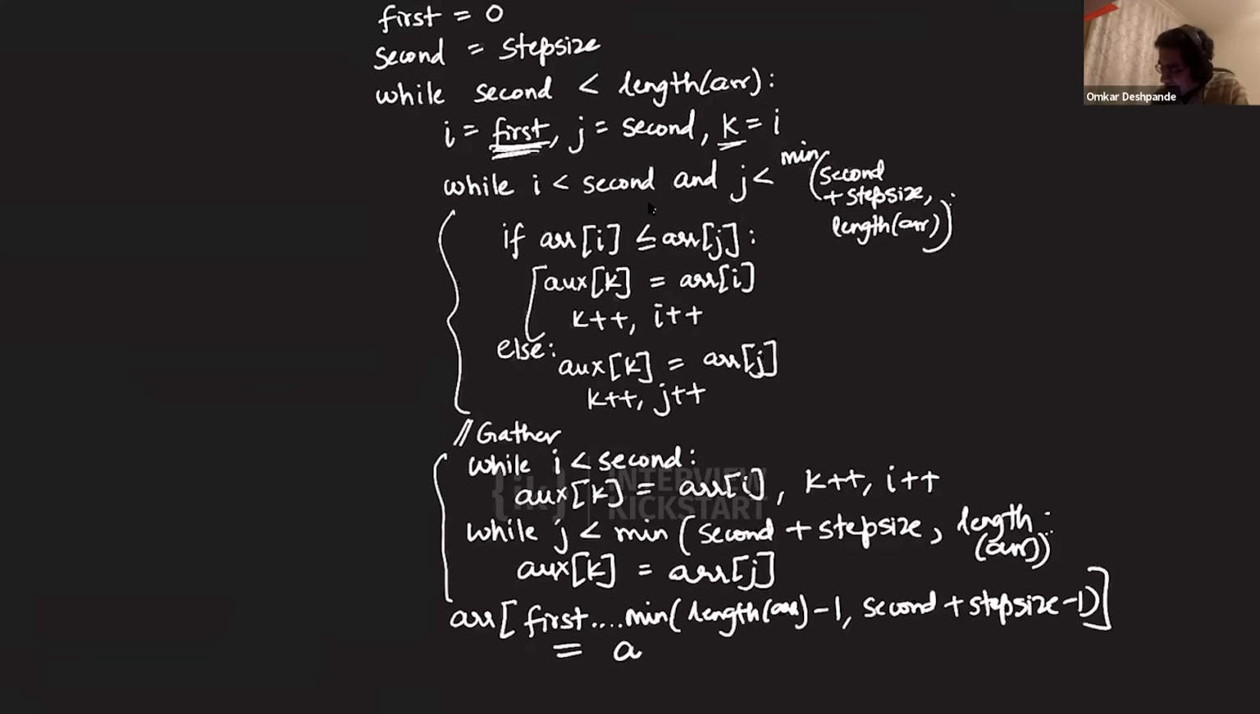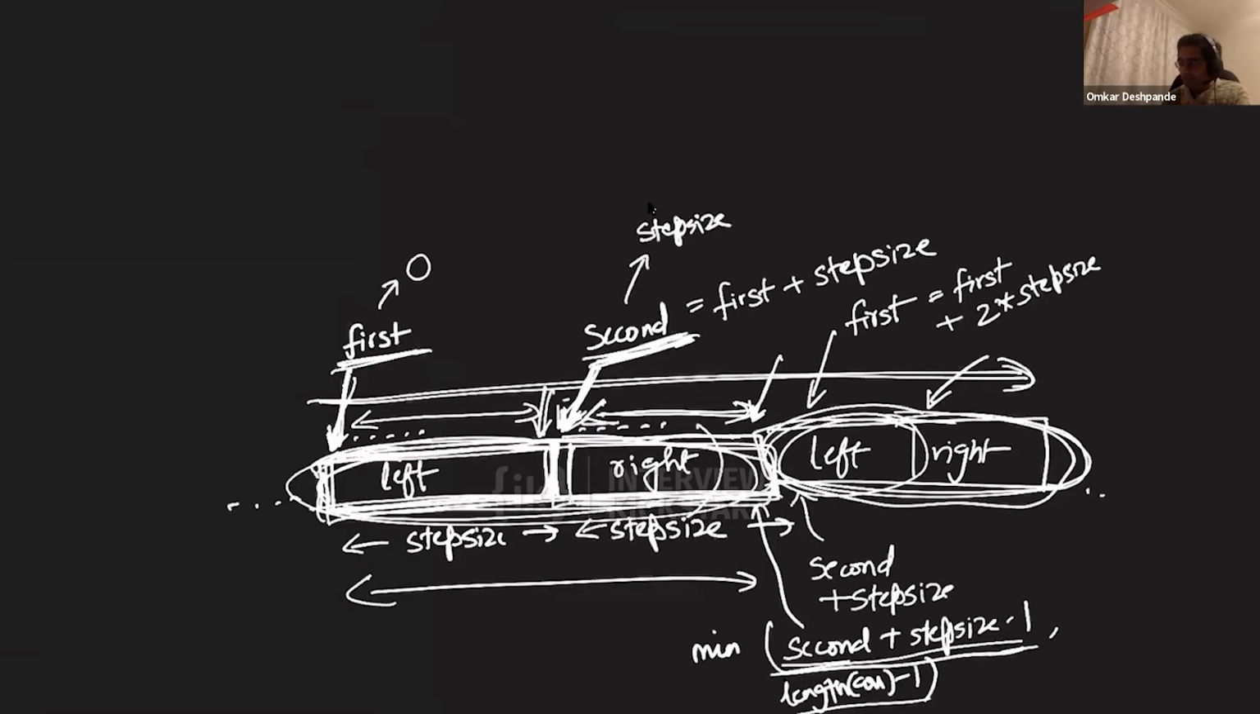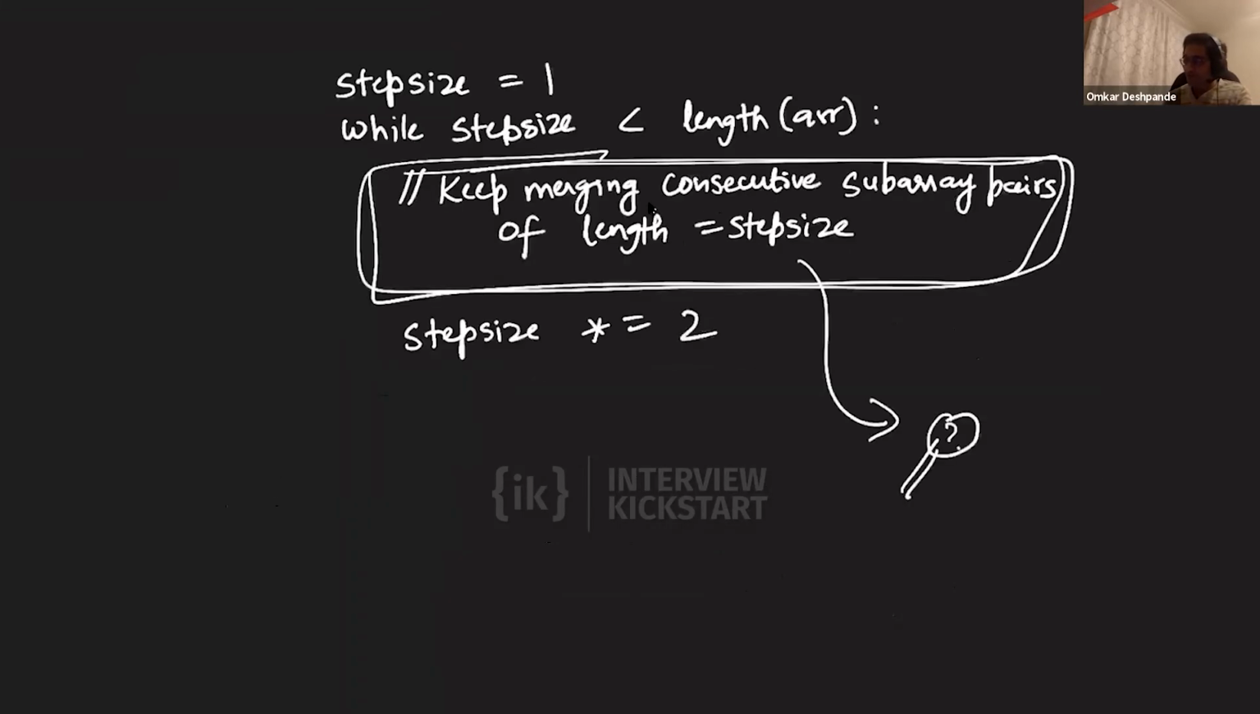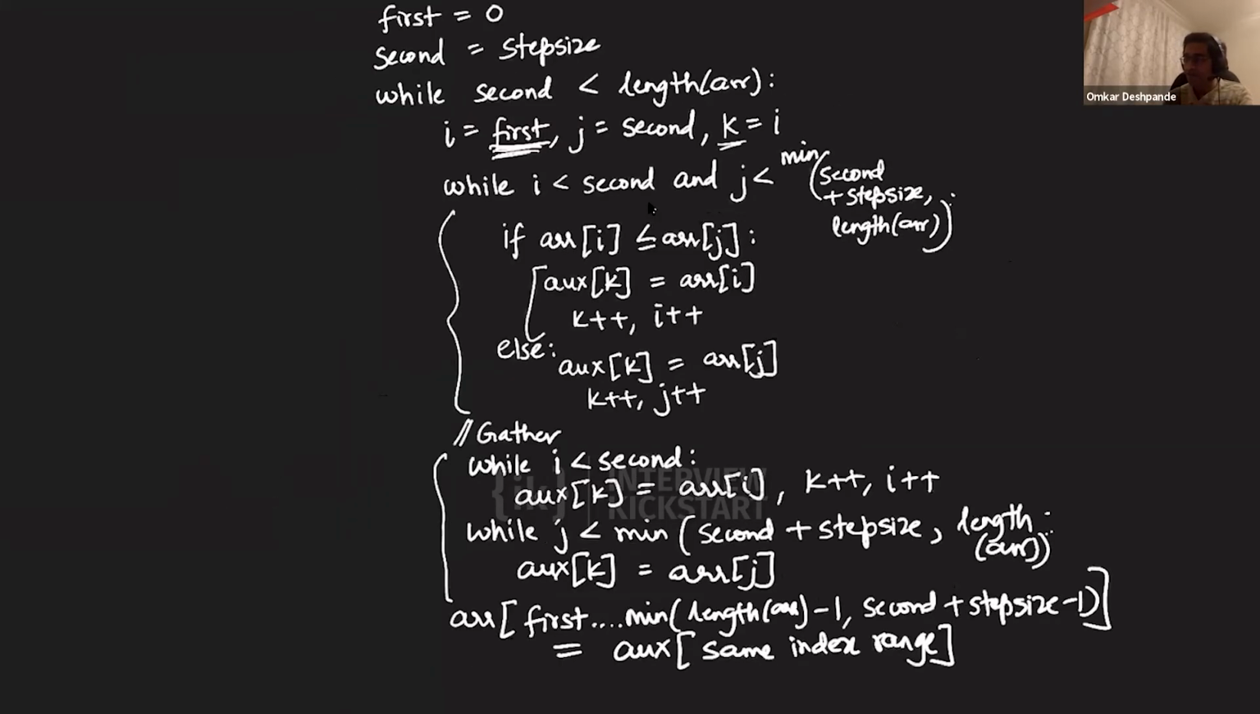This value is the same as the same index range in the auxiliary array. So we copy it back into the original array, and that finishes our merge of these two. But remember, this is in a while loop because we have many of them to be done at that same level. We're going across all the managers who are merging together subarrays of the same size here.